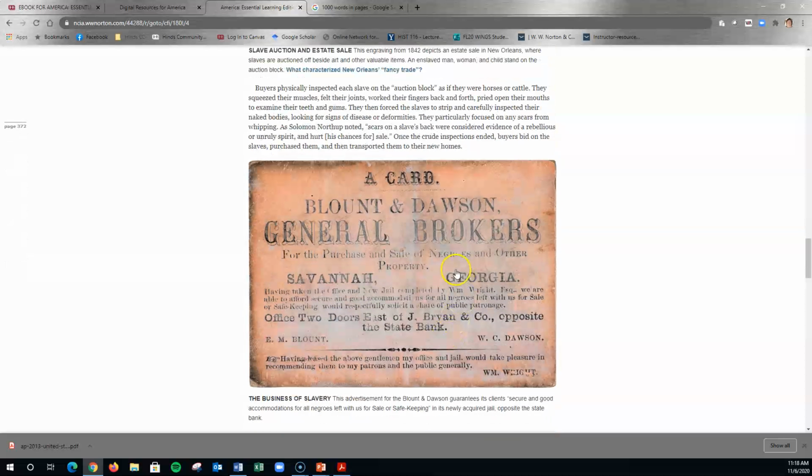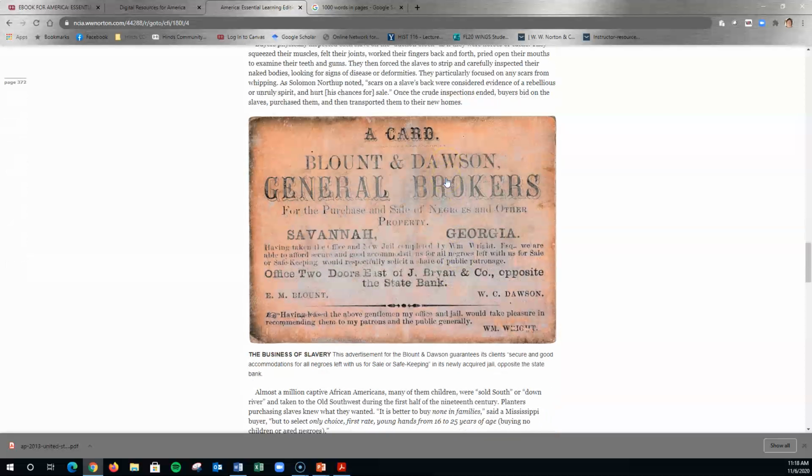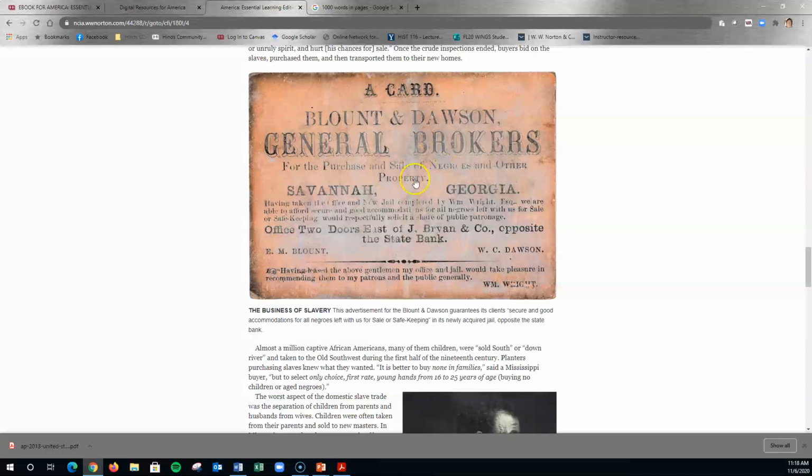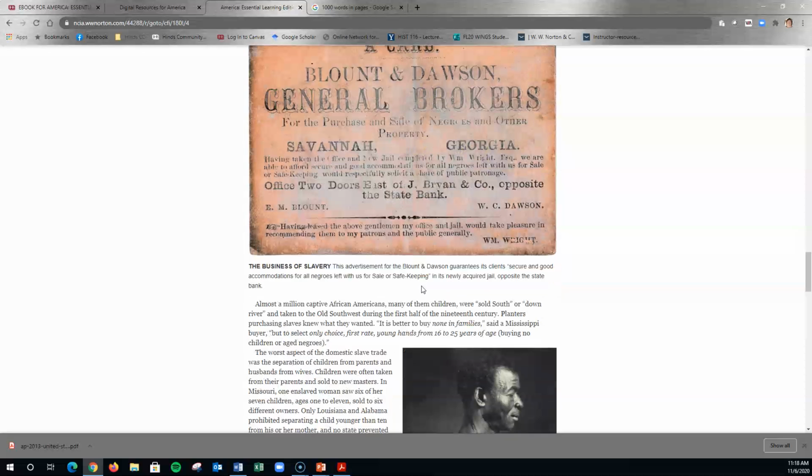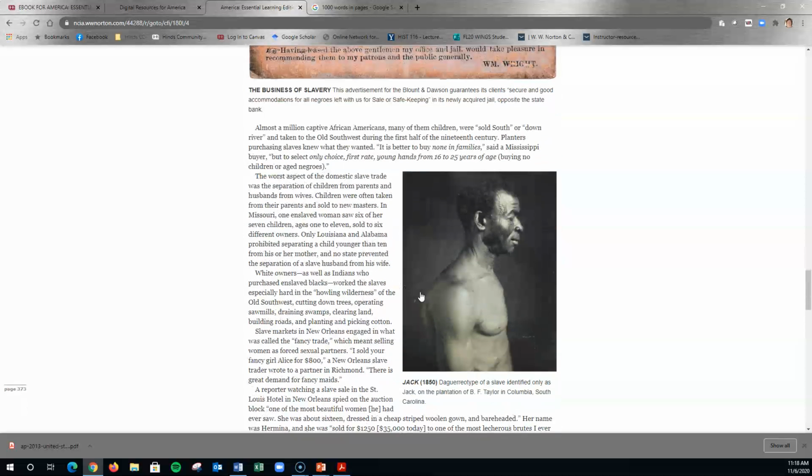The slaves were still bought and sold. They could be sold on the auction block. There were slave markets throughout the South. Here's a card from one in Savannah. Slaves were inspected. If you wanted to buy or sell a slave, you could. Other people would inspect them and put a price on them, and so healthy slaves or young slaves were always going to bring the highest prices.